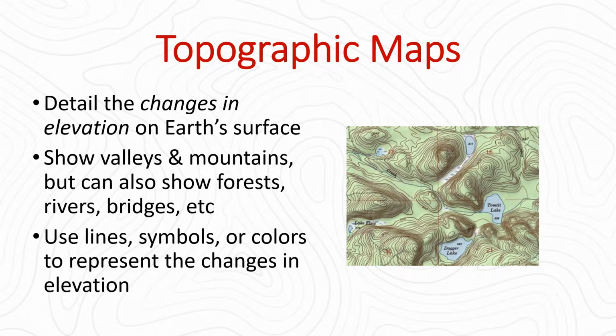Now, one way that we can see all of this is using a topographic map. So this is going to detail all of the changes in elevation on the Earth's surface. This is really good when we're looking at valleys and mountains, but surprisingly, it can also show you forests, rivers, and bridges as well, because they're going to be different than the surrounding areas. We often use special lines, but you can also use symbols or different colors to represent changes in elevation. This one is just an example of using the lines.